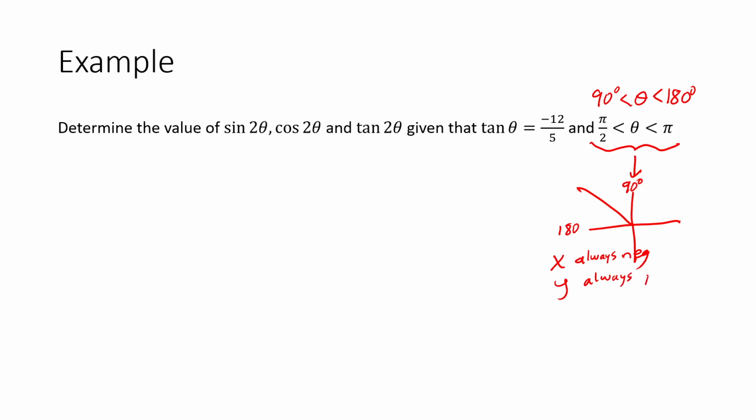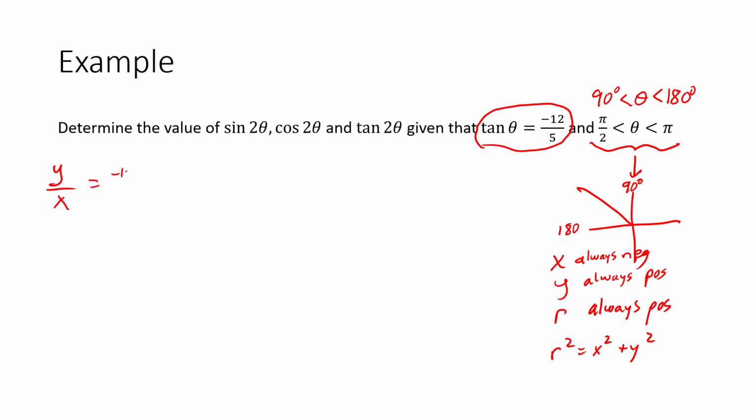And you might remember we have a lot of formulas for trigonometric functions. The three primary ones: sine theta equals y over r, cos theta equals x over r, and tan theta equals y over x. In those expressions, r is always positive. Another formula says that r squared equals x squared plus y squared. So we're going to say, tan theta equals negative 12 over 5. That means that y over x equals negative 12 over 5.